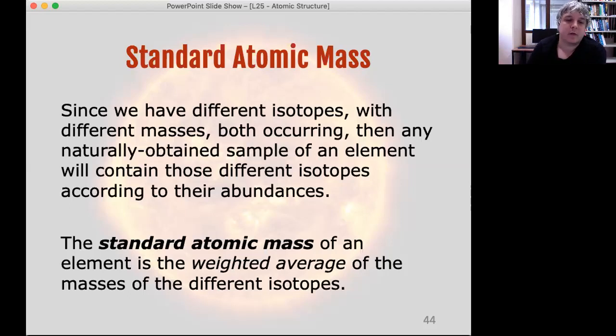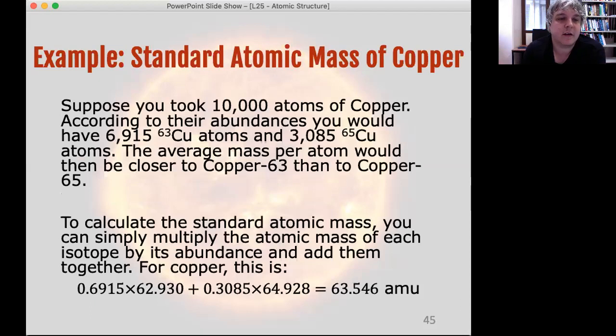So if your lump of copper has 69.15% of copper-63 and 30.85% of copper-65, then any lump of copper you get is going to have those ratios. Suppose you took 10,000 atoms. This is still a small number of atoms, but I've chosen that just so that I can work with the numbers on the screen. Suppose you took 10,000 copper atoms, then according to their abundances, you would get 6,915 copper-63 atoms and 3,085 copper-65 atoms.